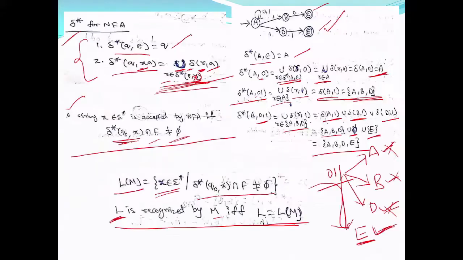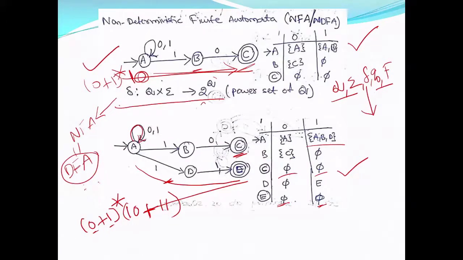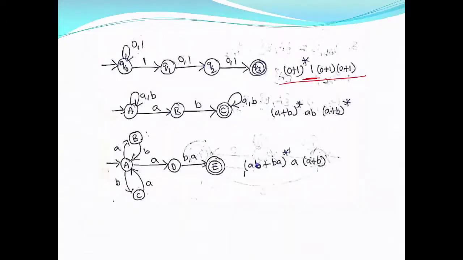Look at the DFA. This is the DFA designed for the same language. Now this is the NFA. NFA is easy. And this is for strings containing AB as substring. AB as substring. You can see its counterpart.